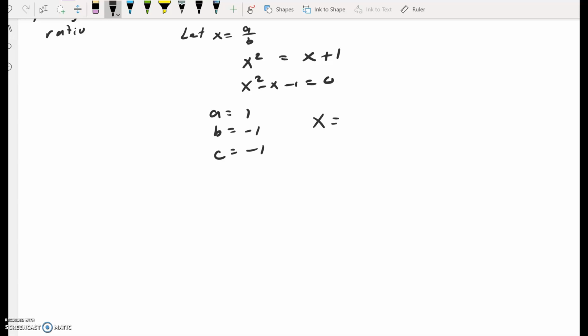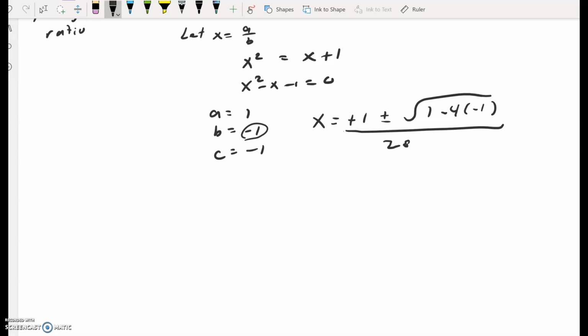So we have x equals the opposite of whatever b is. That's the opposite of -1, that's positive 1. Plus or minus the square root of b squared. -1 times -1 is 1. Minus 4 times a times c. A times c is -1, all over 2 times a. But a is going to be 1, so 2 times a is just 2. So we have x equals 1 plus or minus the square root of, this is 4, so 1 plus 4 is 5.